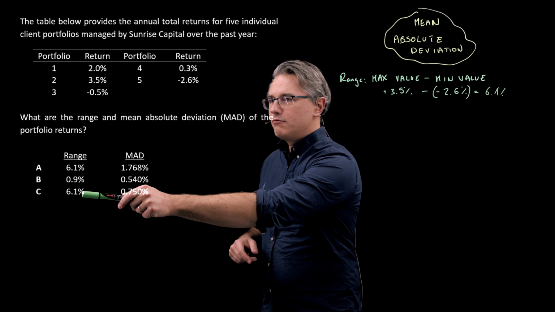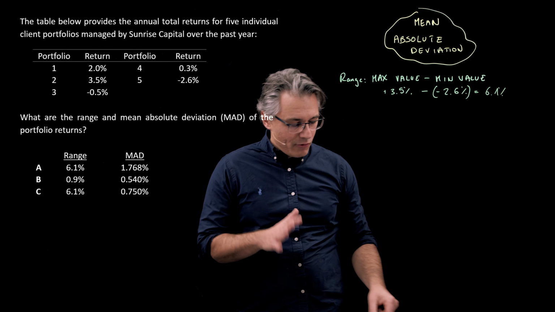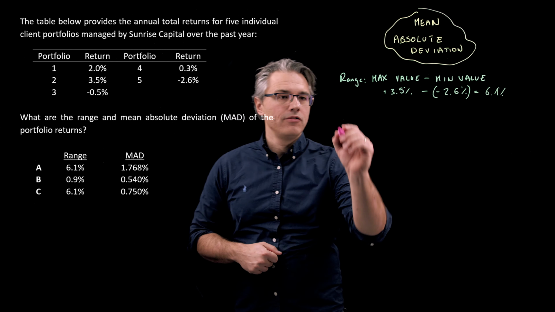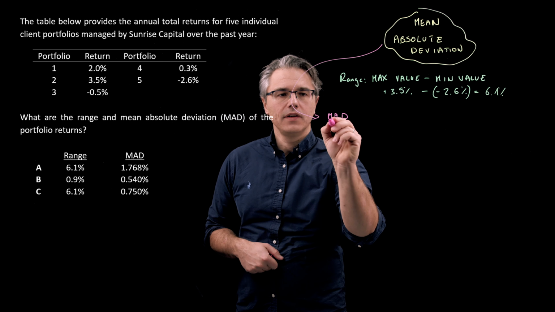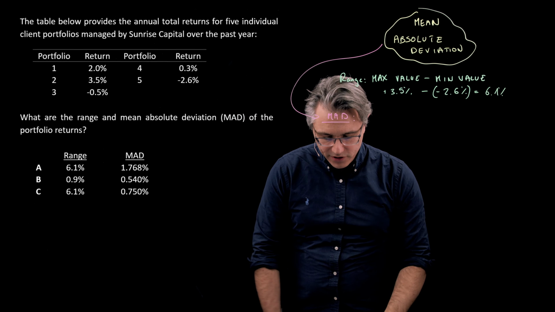Okay, and this very quickly takes us to the choice between answer A over here with a range of 6.1 and C with a range of 6.1. So it's going to be either A or C. Well, that was the easy one. Let's go for the second one. That's MAD, or mean absolute deviation. Right. This is going to be a little bit more difficult.